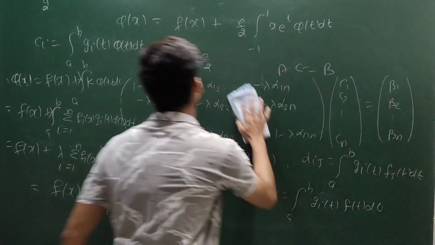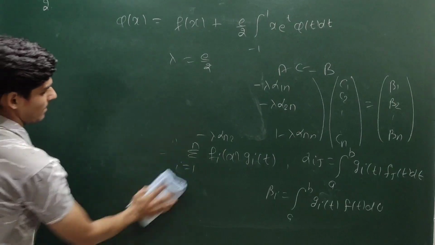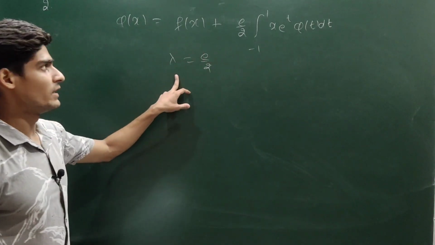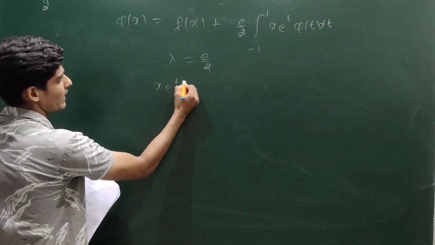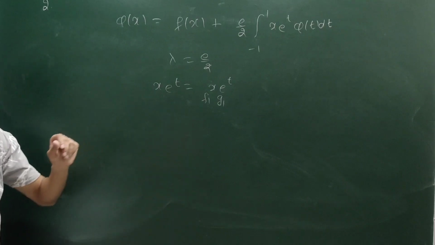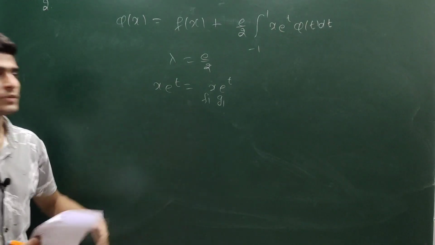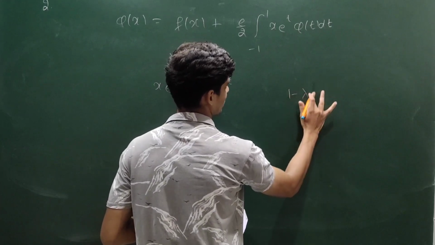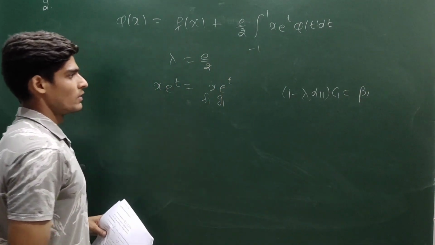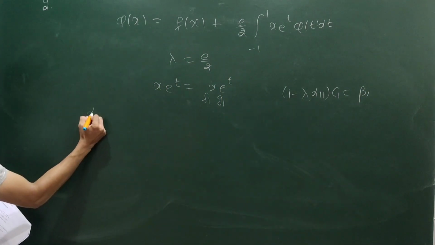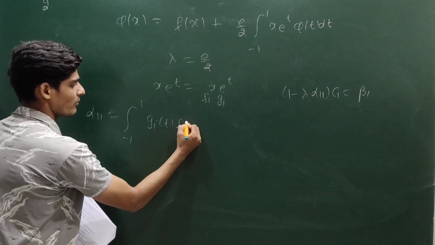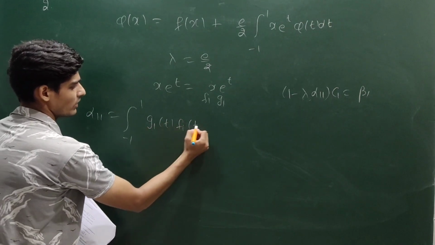Now let me come to the problem. This is lambda and your kernel is x e power t. This is your f1, this is g1. So now you will have only one equation because your n value is 1. So it will look like 1 minus lambda alpha 11 times c1 is equal to beta 1. Now you need to compute alpha 11. Let us compute alpha 11. Alpha 11 will be the integral from minus 1 to 1 of g1(t) f1(t) dt.